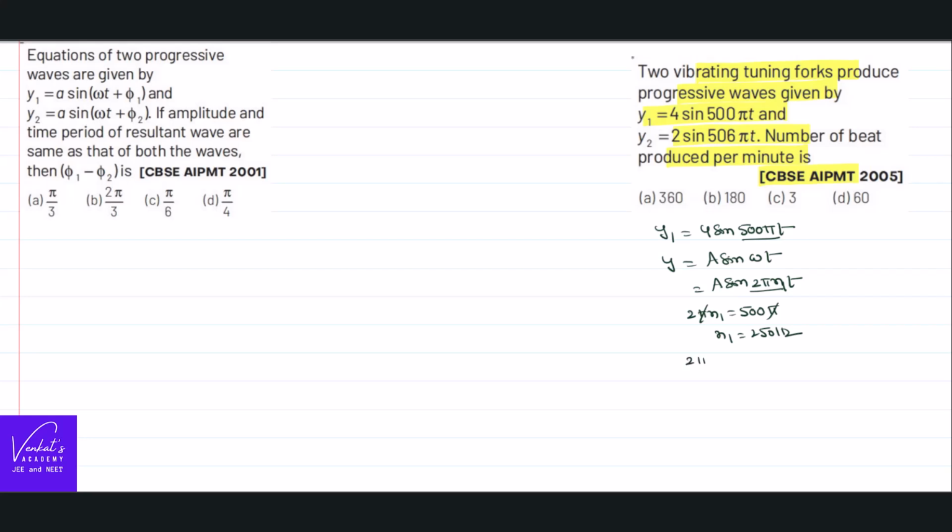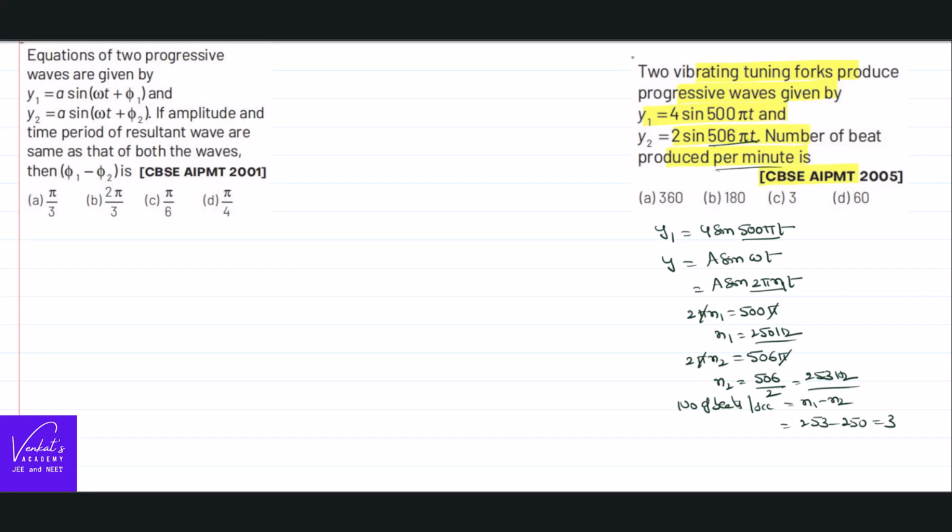Similarly, for the second equation, 2 pi n2 is 506 pi. Pi again cancels. So n2 is 506 by 2, that is equal to 253 Hz. As we know, be careful, the number of beats per second is the difference between the frequencies. Among them, the higher frequency is 253, lower is 250. Beats per second is 3.